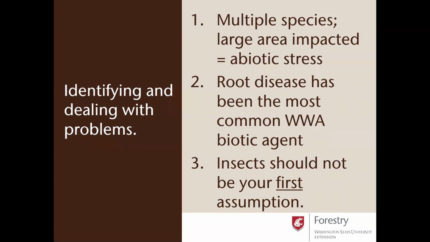Root disease has been the most common Western Washington biotic agent. That's the big player. Insects can be a problem. We do have insect outbreaks that kill trees on the west side. It just shouldn't be your first assumption. That said, with climate change, with more and more water stress, I think we're going to see a much greater presence of these types of insects going forward.